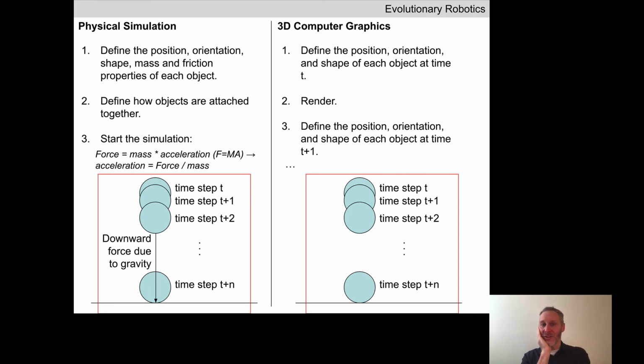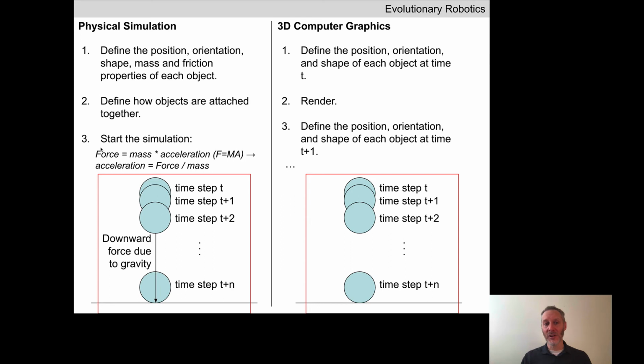A physics engine differs from computer graphics in the following way. We also define positions and orientations and shapes of our objects, but we also have to assign them physical properties like mass and friction. We can add joints, which indicate how the objects are attached together. And remember that joints indirectly tell the physics engine how the relative motion and orientation of objects is constrained. We then press go, and the physics engine creates the animation for us.